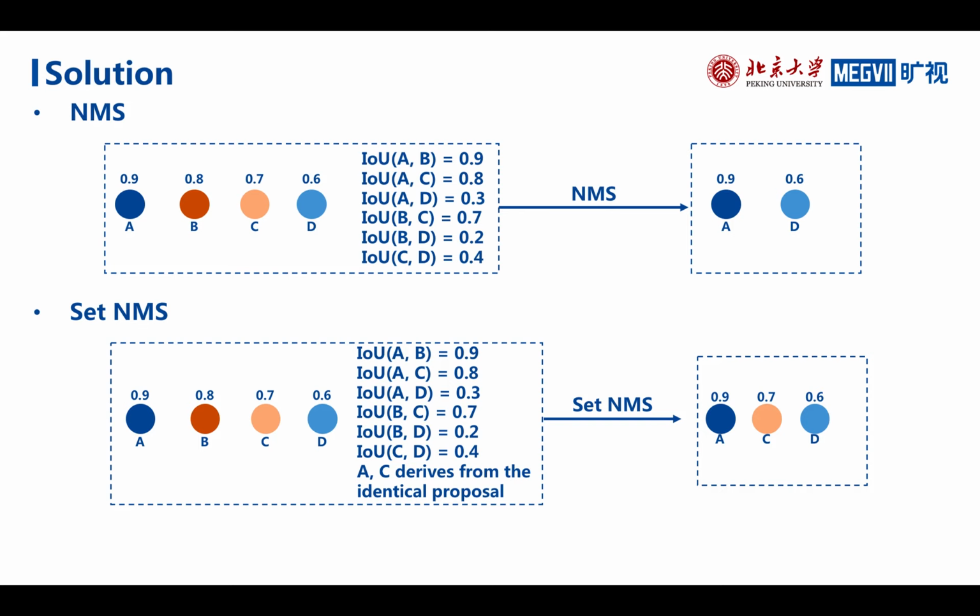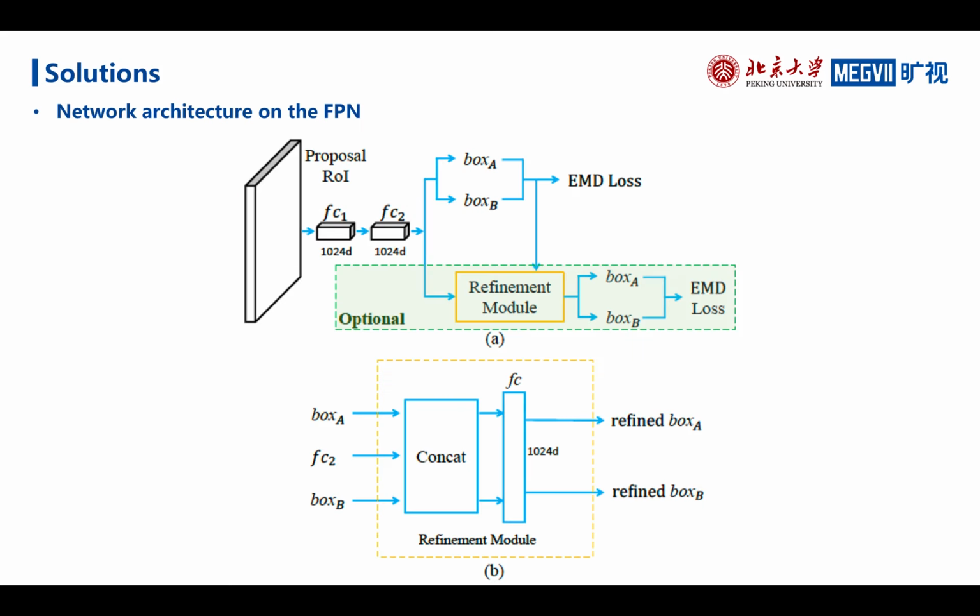Let's take a look at the NMS. Below, boxes A, B, and C overlap with each other and exceed the predefined threshold. Thus, B and C will be removed, and only A and D are preserved after the traditional NMS. In our proposed set NMS, in the same case, B will be preserved, since A and B are derived from the same proposal or anchor. Therefore A, B and D will be returned at last after the set NMS. The framework is shown in this slide.